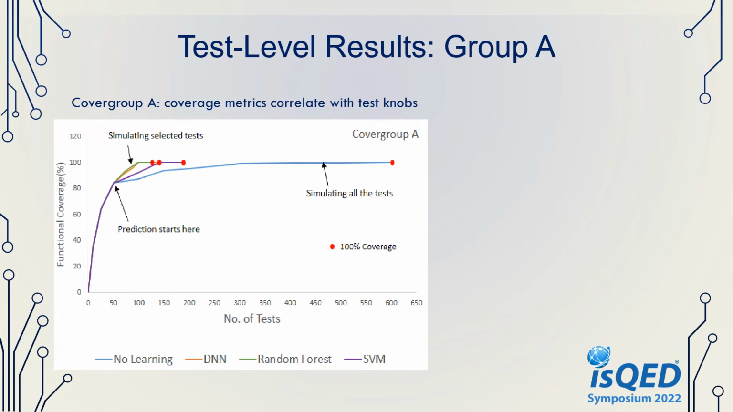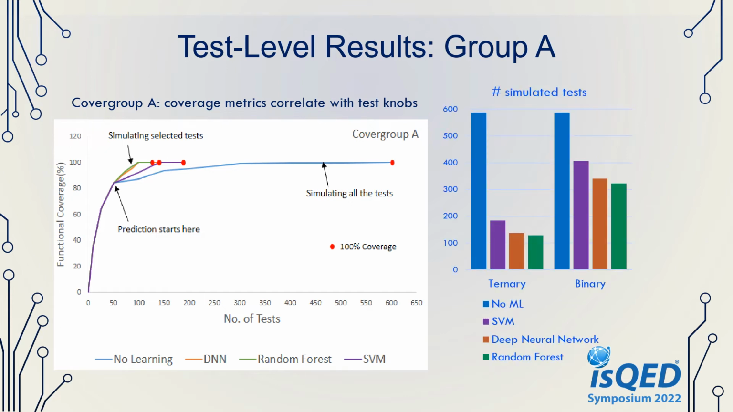So the effect of machine learning is very significant. The horizontal axis is the number of tests, and the vertical axis is the coverage. So we can see that without machine learning, it takes a long time to have high coverage. By using machine learning, we can reach high coverage in a much shorter time. And among these different machine learning models, random forest result is the best.